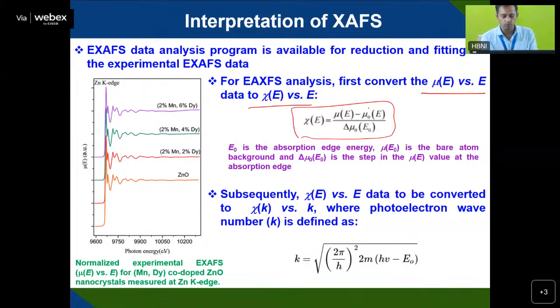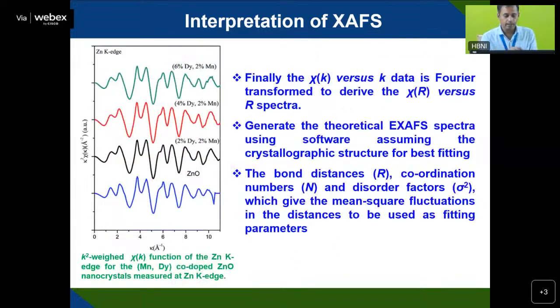You have to subtract mu 0, which is the background, and then you find the oscillation. Then you convert it to k, the photoelectron wave number defined in this equation. Once it is converted to k, only then will you be able to get this type of spectra. So if you plot k squared versus the k wave vector, you will get this type of oscillation. And finally, the k data is Fourier transformed to derive R, the real space spectra, and you generate the theoretical spectra.